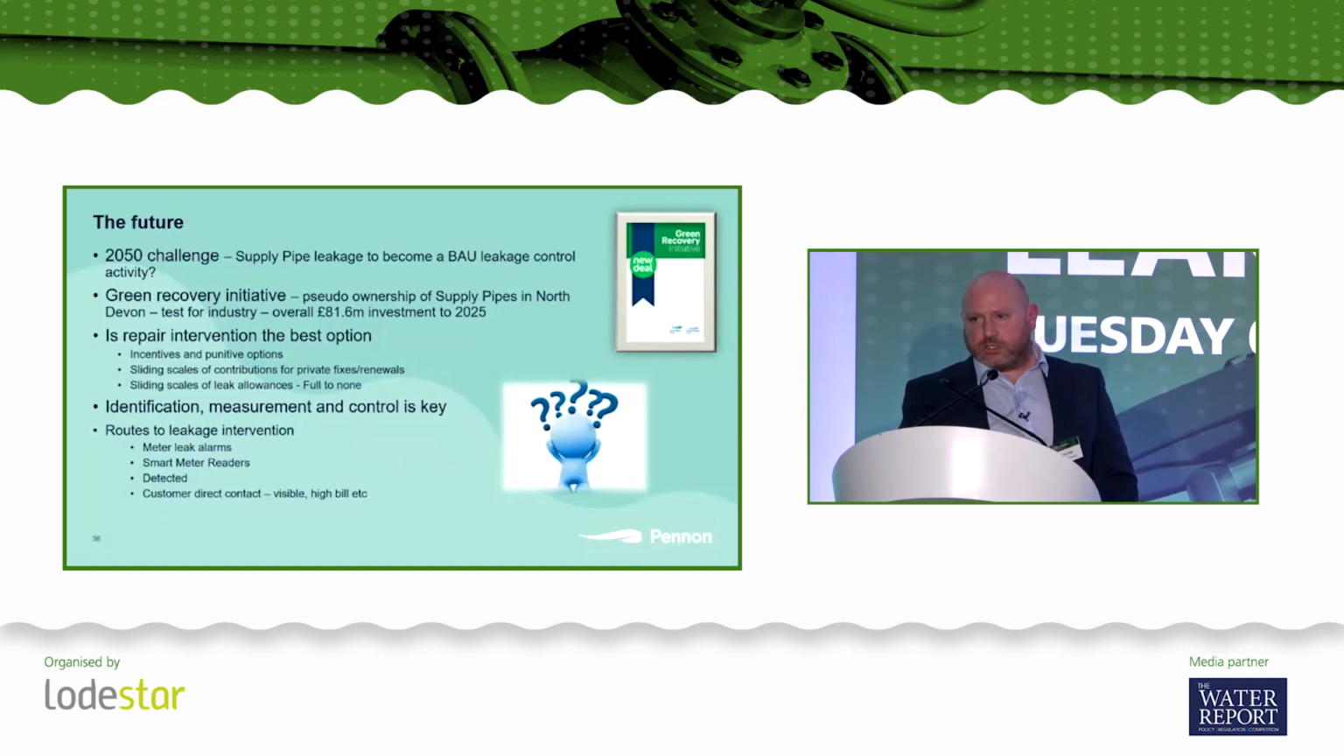We are planning smart AMI rollout. That will give us far more information, and that for us feels like that's where we want to be at the moment. So the future routes to leakage intervention. It's got to be meter leak alarms, smart meter readers. So although we still have a large number of visual read meters, meter readers are going through a program being trained to spot leaks and flag them up in the first instance.